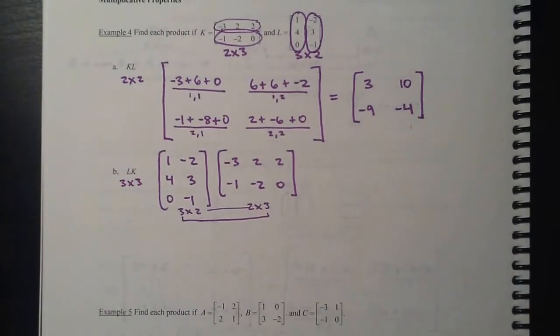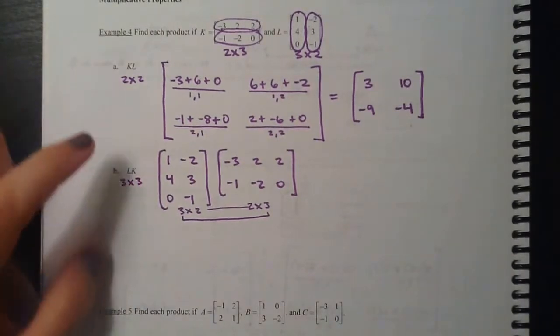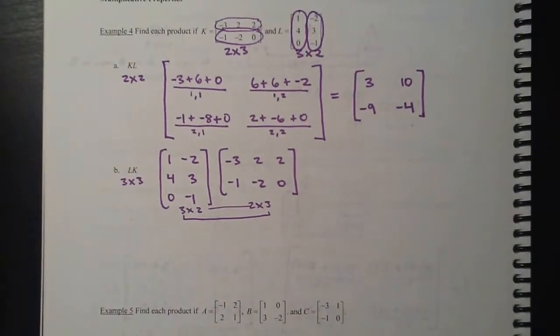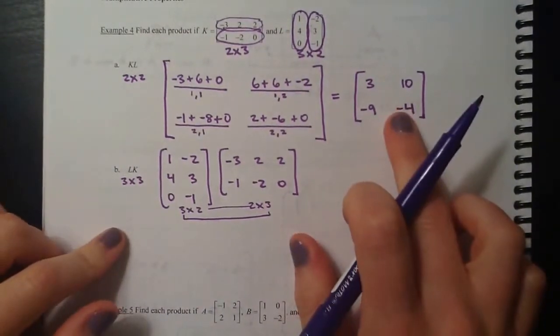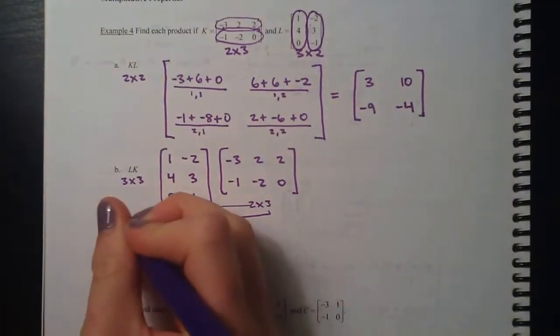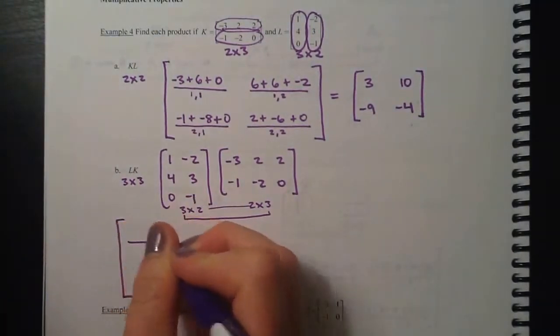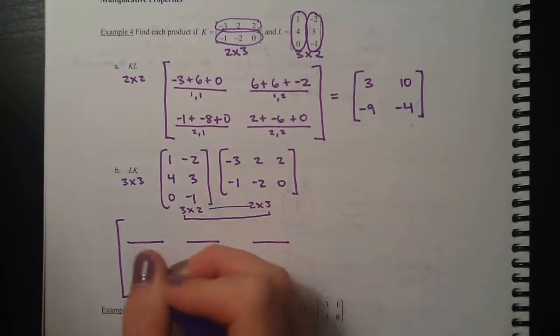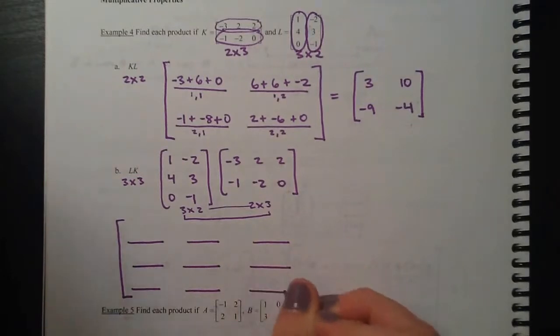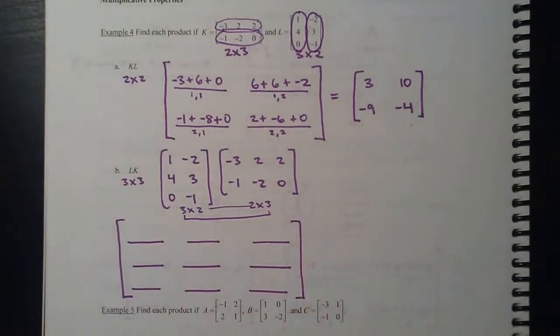So before we even finish this problem, I think you can see that KL and LK are not the same. We're going to go through just so we can get some multiplying practice, but a 2 by 2 matrix couldn't possibly end up the same as a 3 by 3 matrix. Let's set all this up though. So 3 by 3, we are going to have 3 rows, 3 columns. Okay, so this one is a bigger problem than we've dealt with.